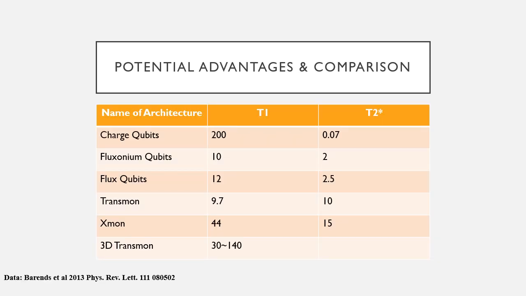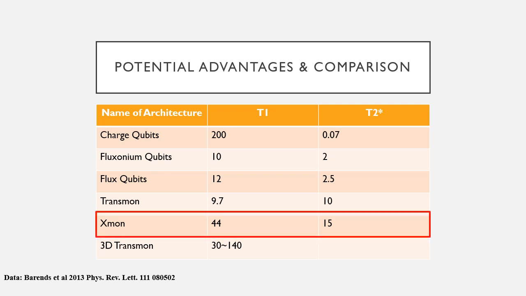There is a table comparing the T1 and the T2 star value of the Xmon qubit to other planar superconducting aluminum qubits. Obviously, the Xmon qubit has advantages over most architectures in coherence time, and it is approaching the coherence of a 3D transmon qubit.